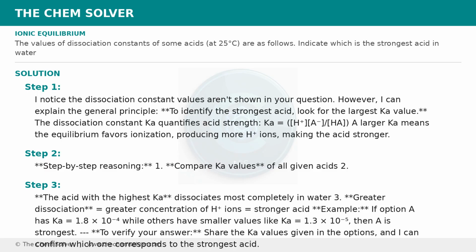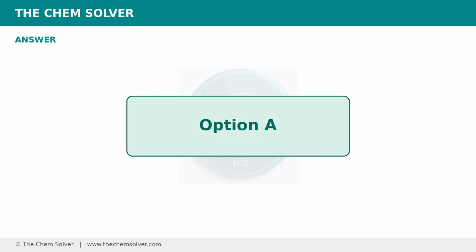To verify your answer, share the Ka values given in the options, and I can confirm which one corresponds to the strongest acid. The answer is A.